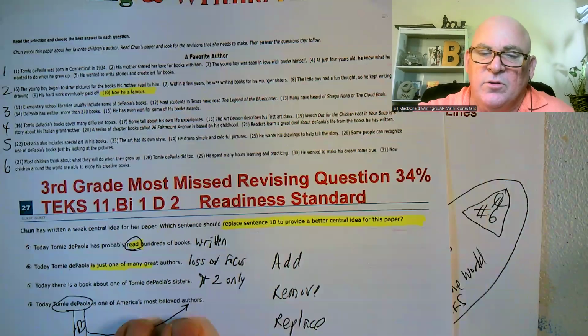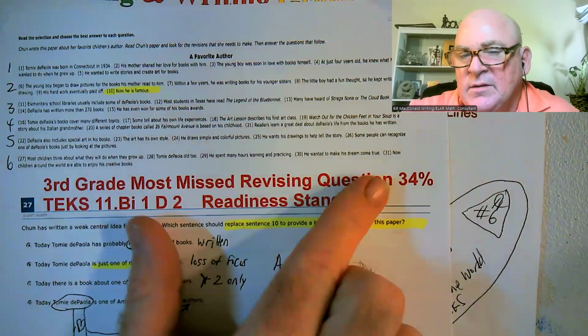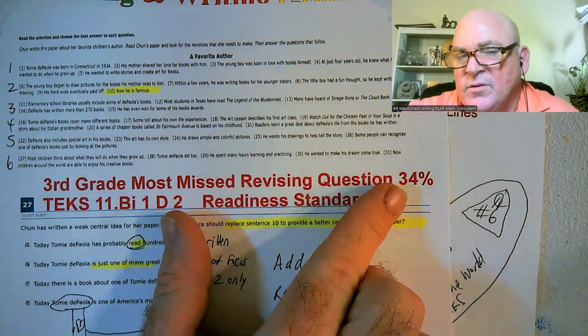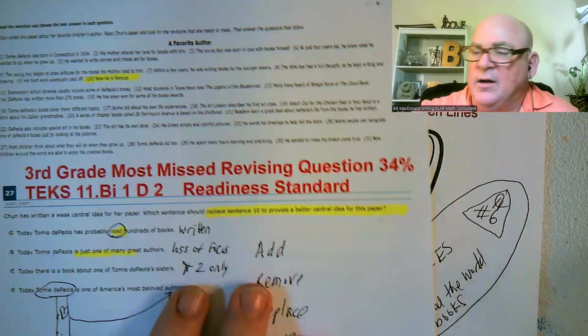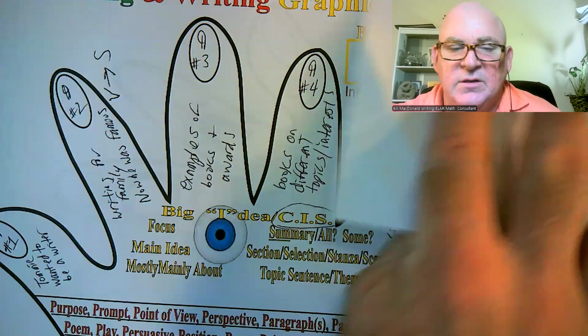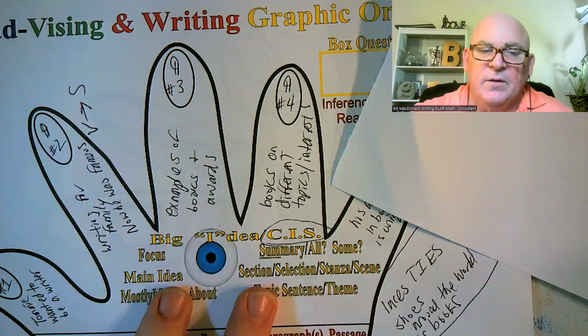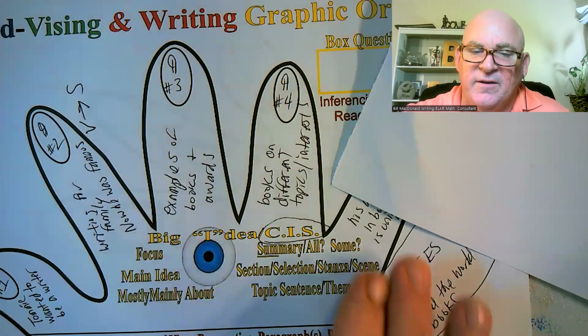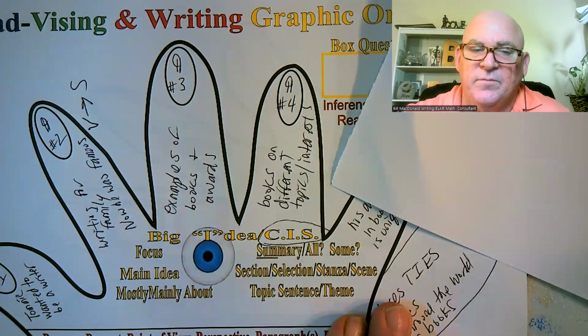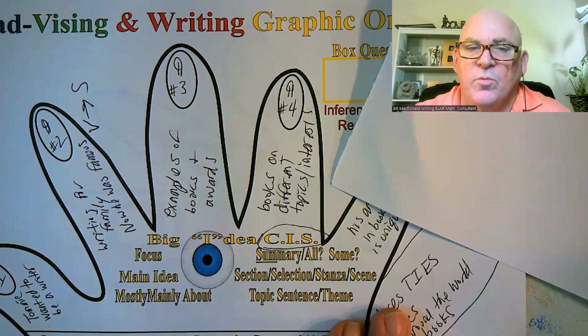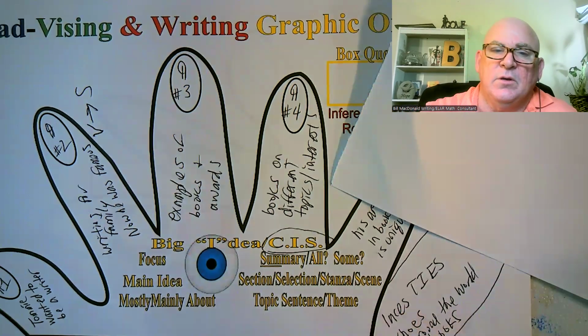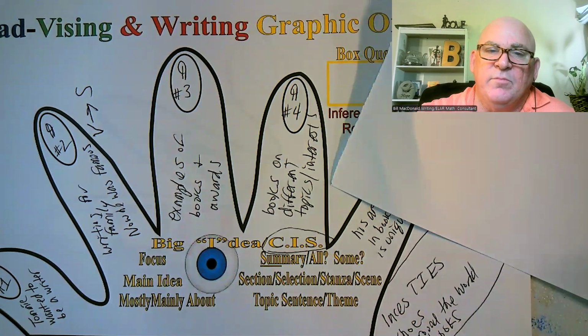So 34% means that only 1/3 of the students understand that a central idea about a paper means it has to be the center of everything, not just one paragraph or one scene or one section. So please do me a favor and share that with your writing teacher friends.